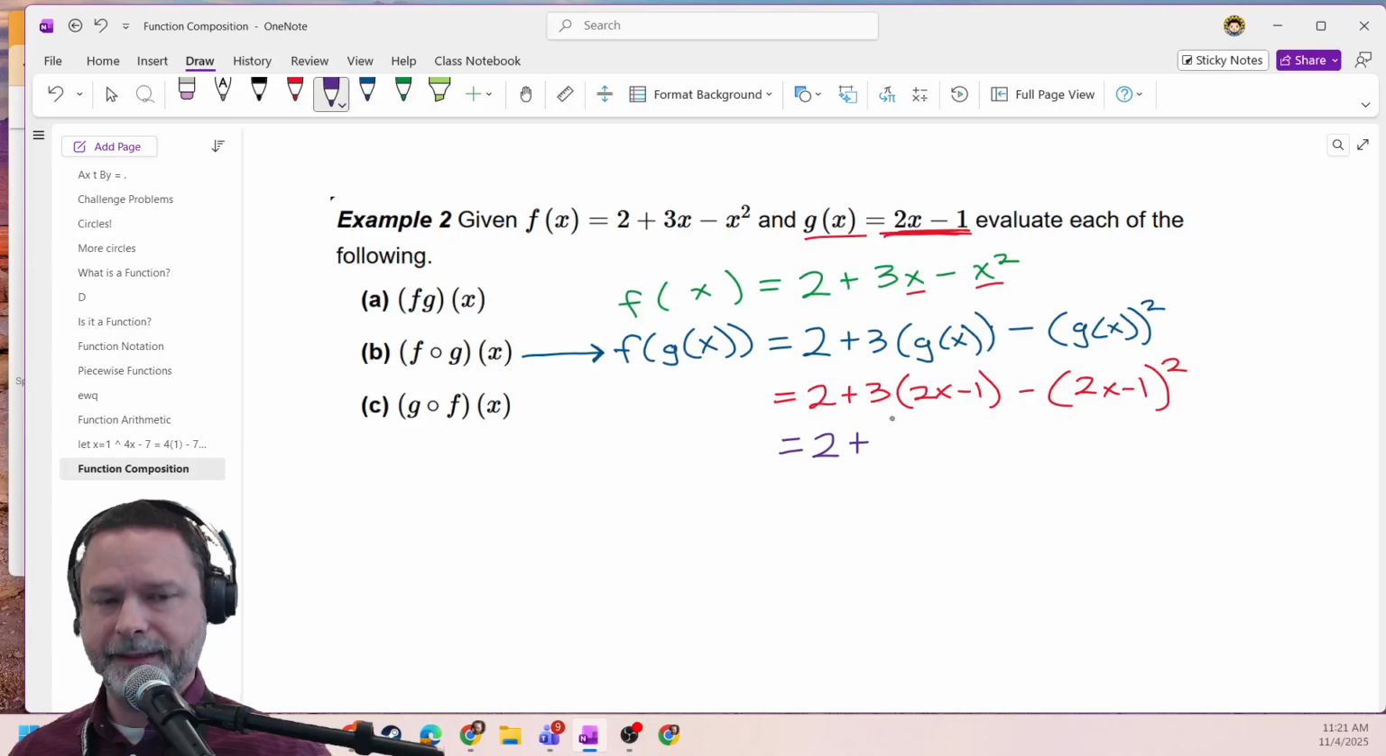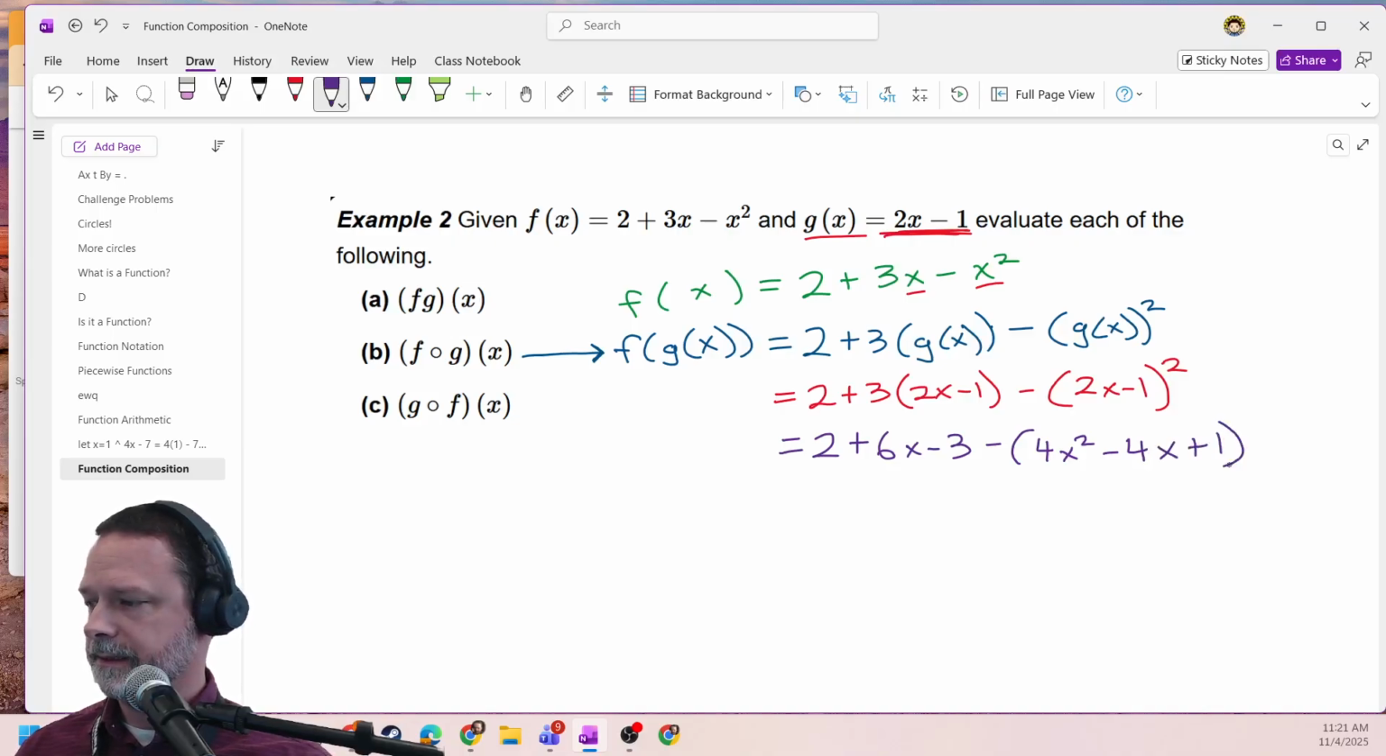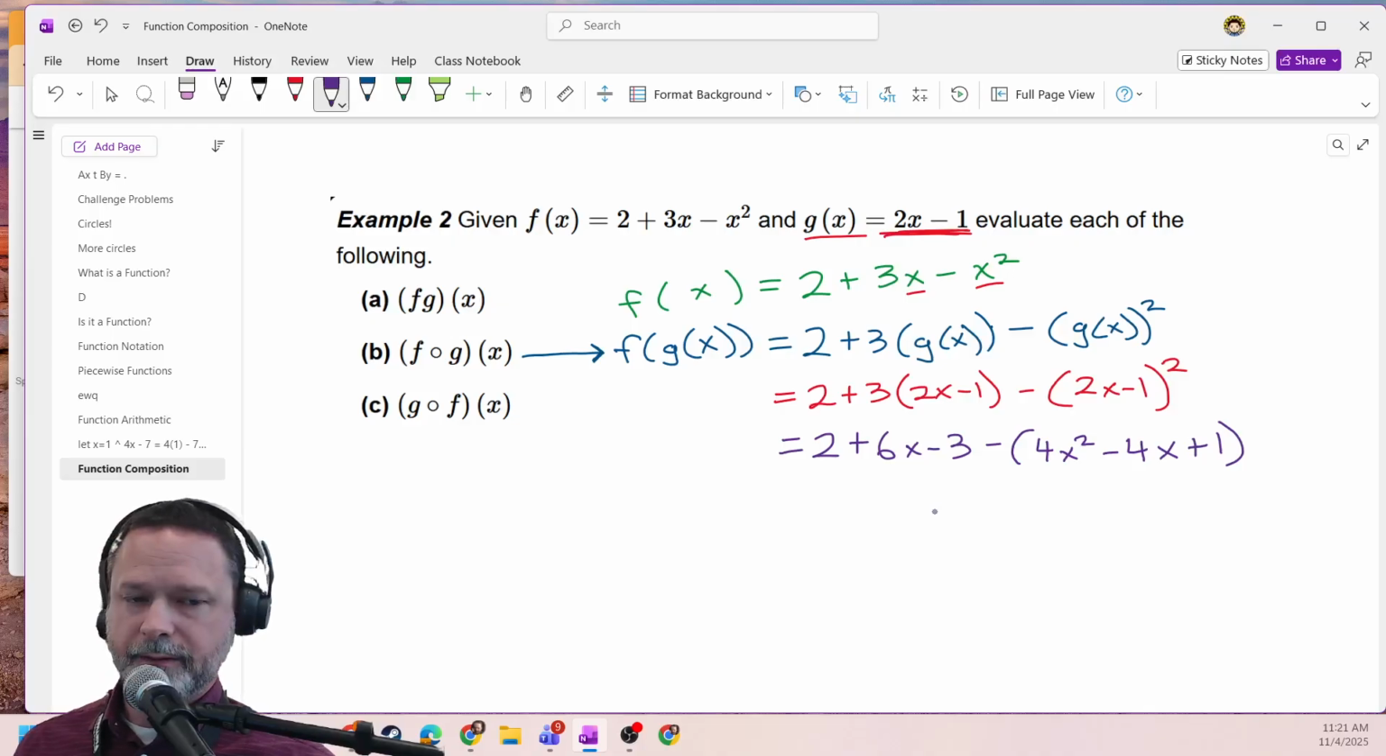Now the easy part. So 3 times 2x minus 1, that's 6x minus 3. And then we have negative 2x minus 1 squared. So let's say minus, let's be really careful here. 2x minus 1 squared, what is that? It's going to be 4x squared minus 4x plus 1. Pretty sure.